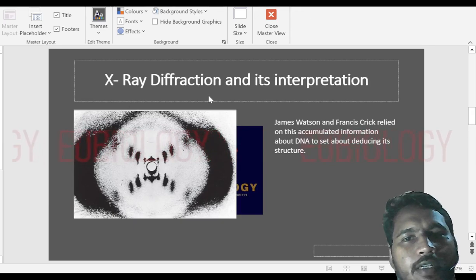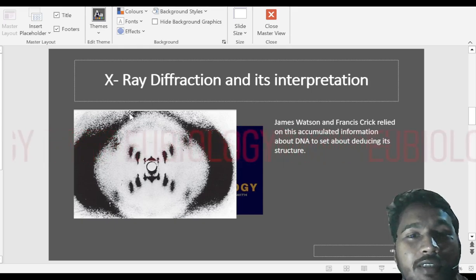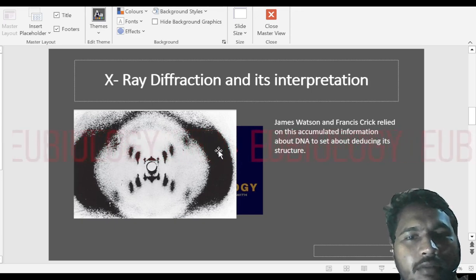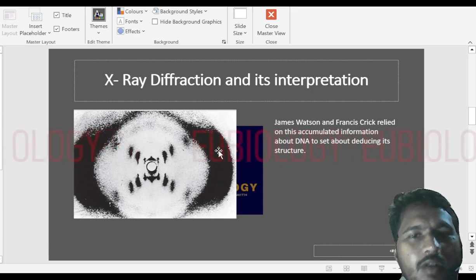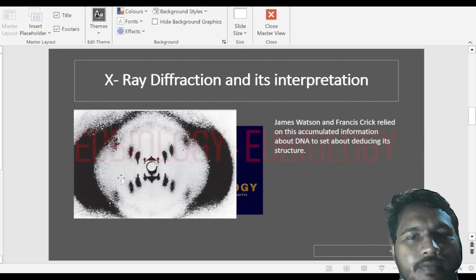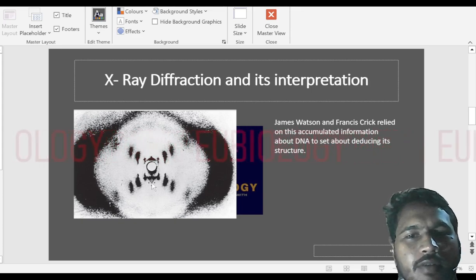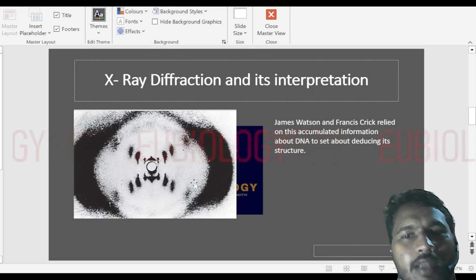So, X-ray diffraction and its interpretation. The X-ray diffraction looks like this. What do you understand by seeing this diagram? It looks like an X surrounded by something. We cannot illustrate it exactly, but if you have a concept and understanding of X-ray crystallography, you can say there is some surrounding repetition. It is a helix structure.